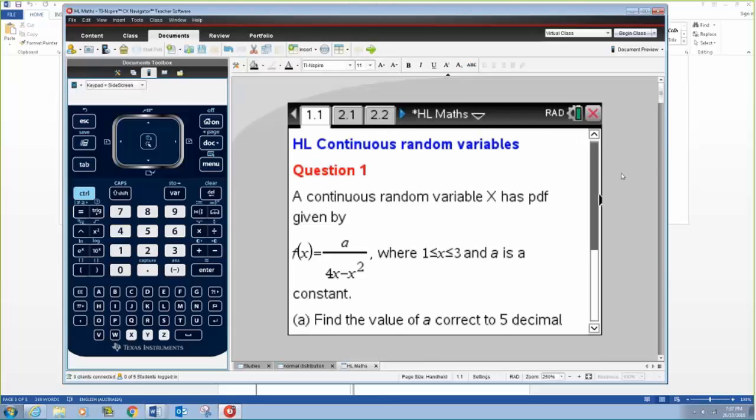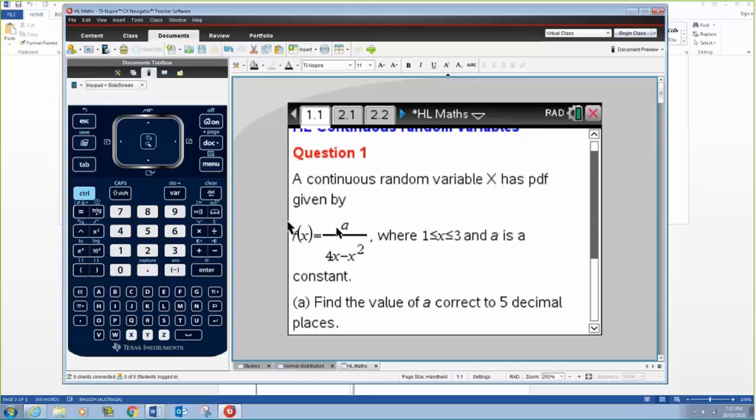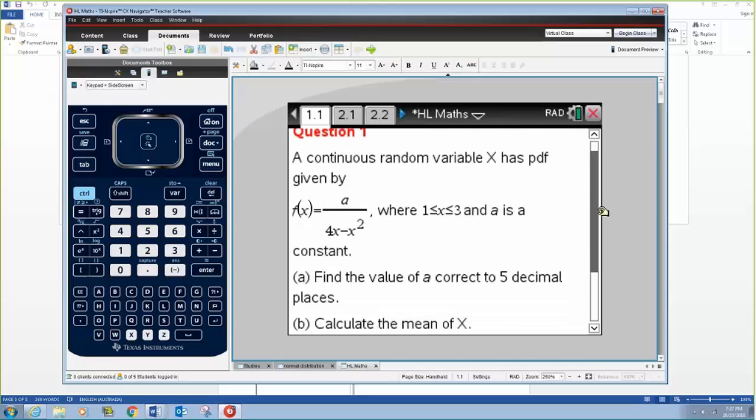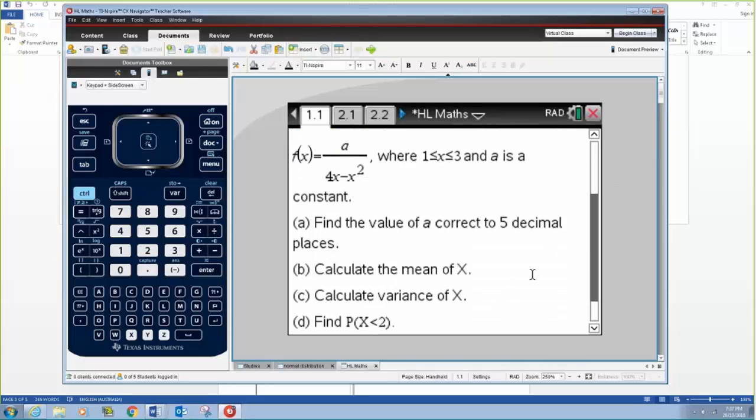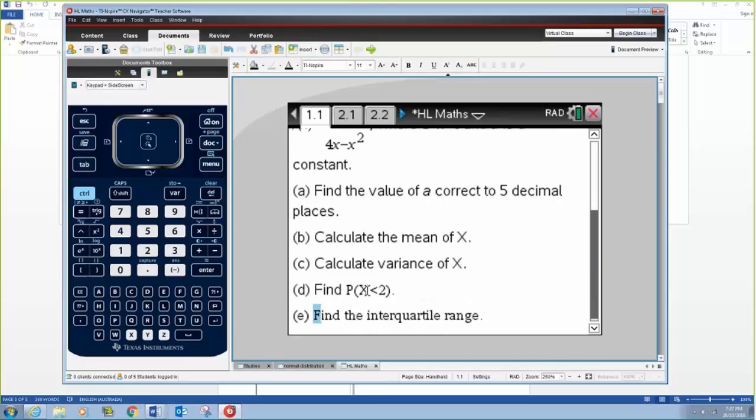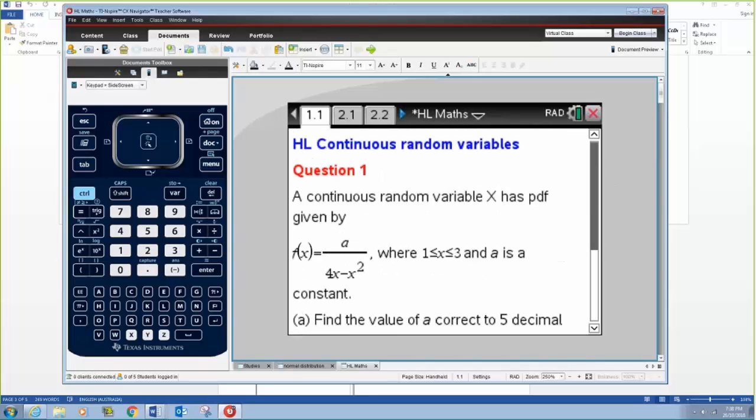So the first question we'll look at is a high level continuous random variables question, where the PDF is defined here for x values 1 to 3. A is a constant, so the question says find the value of A correct to 5 decimal places, then calculate the mean, variance, and find the probability x is less than or equal to 2. That's a bit of a hint to see that the function is symmetrical, and then find the interquartile range. So if we think about that, that's our function.